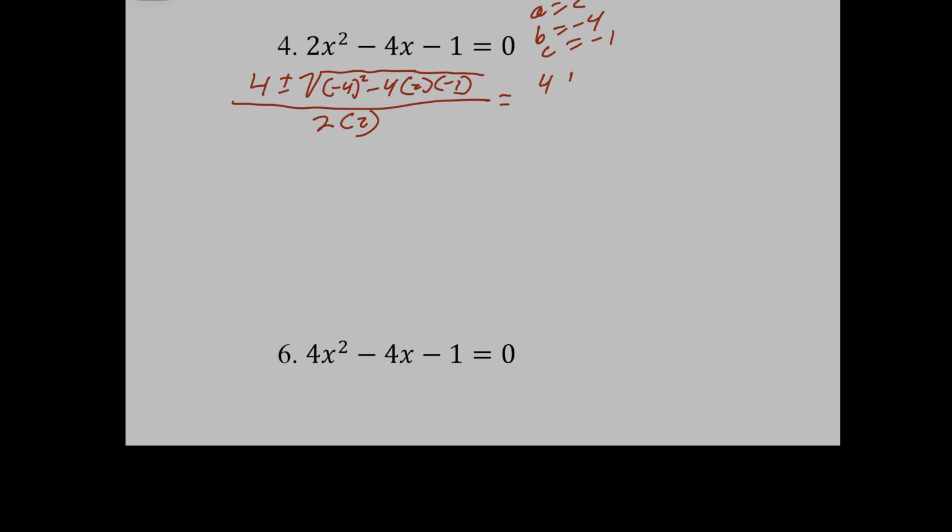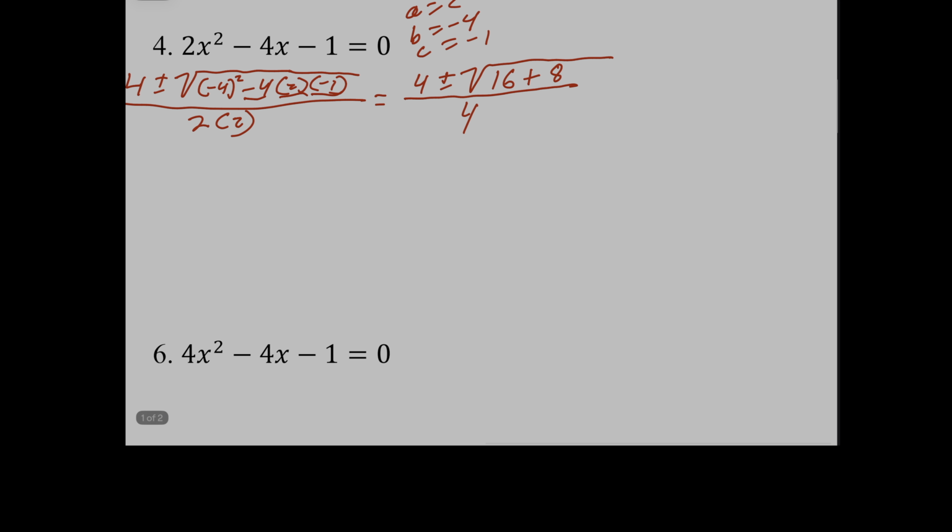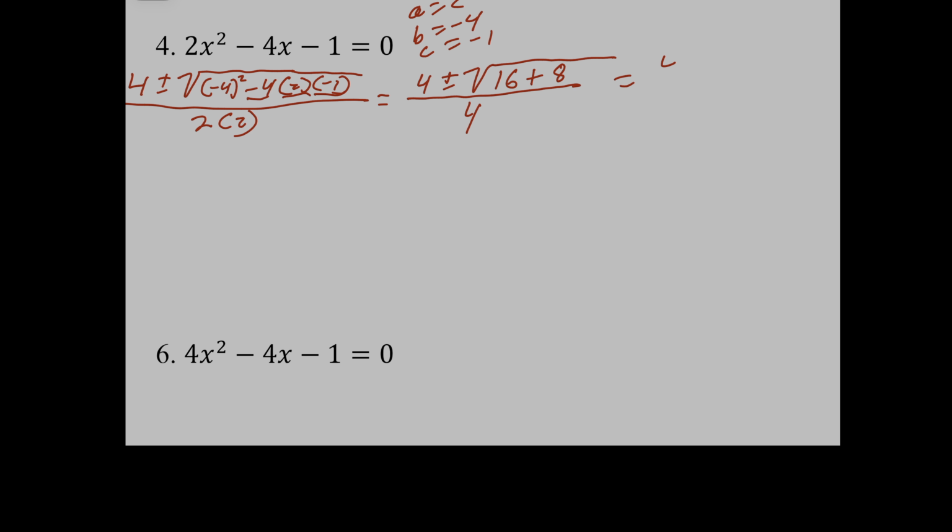So I'm going to go 4 plus or minus root. That's going to become a positive 16. Now, I have a negative times a positive, so I know my answer is going to be positive. 4 times 2 times 1 is just an 8, all over 4. Okay, which is going to become 4 plus or minus root 24 over 4.